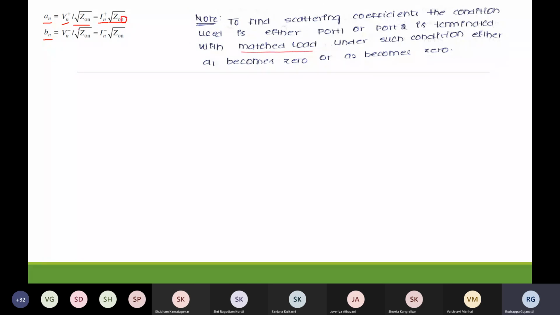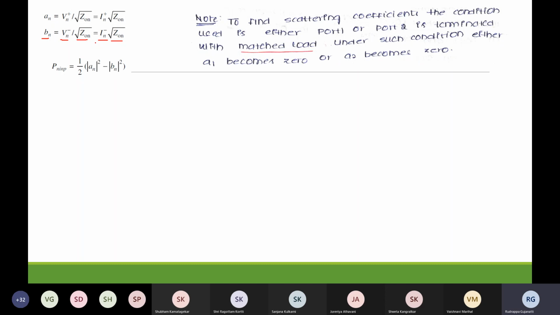What is this N representing? It is representing the port N, that is, the Z naught at port N. Similarly, Bn is associated with the reflected parameters. It is Vn minus divided by square root of Z naught at port N, and it is equal to In minus into square root of Z naught at port N. So it is associated with the reflected parameters.